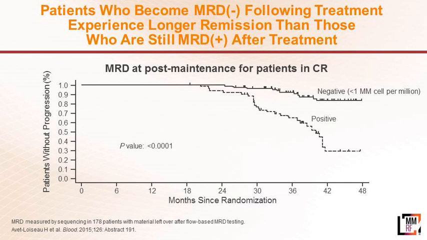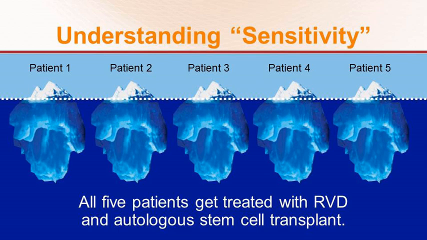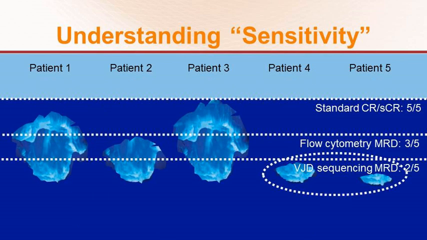Now, the sensitivity question that we came to, I want to help people understand this. So I want to use the iceberg analysis again. And so we have 5 patients all starting with the same disease burden. Patients 1, 2, 3, 4, and 5. We treat them with RVD. We give them transplant. And all of them have a complete response because there's not one iceberg left above the water. Right? So using blood tests, you've said you're all in a complete response.